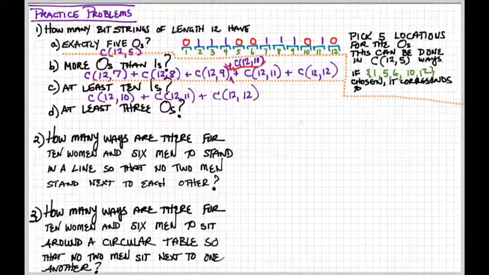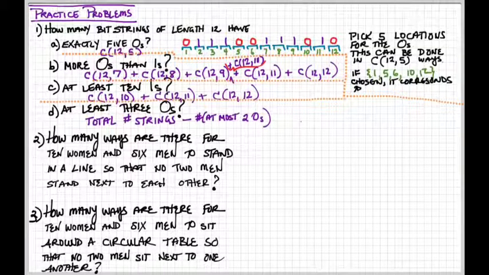The other way to do it is to take the complementary event and subtract it. We can take the total number of bit strings, which is, you have 2 choices for each position, so that's going to be 2 to the 12th, and subtract off the number of strings with at most 2 zeros. Because if you remove everything that has 2 or fewer zeros, you're only left with the strings that have 3 or more.